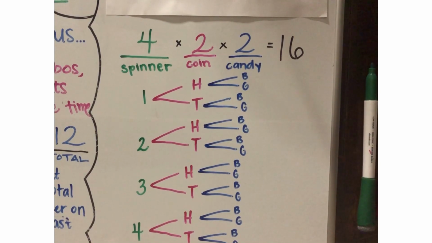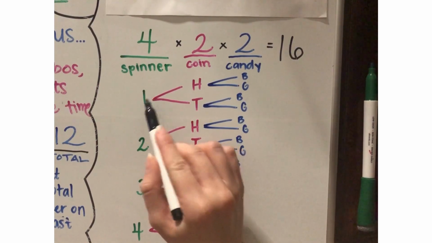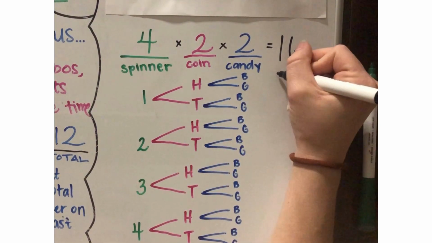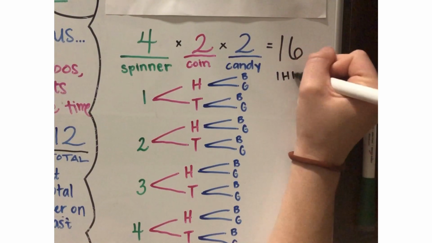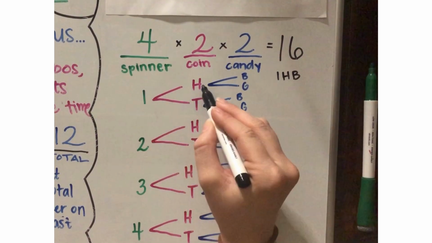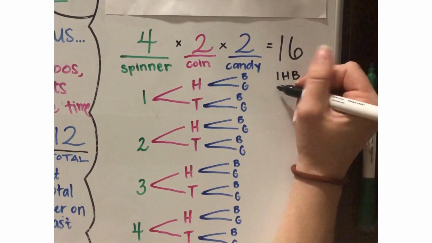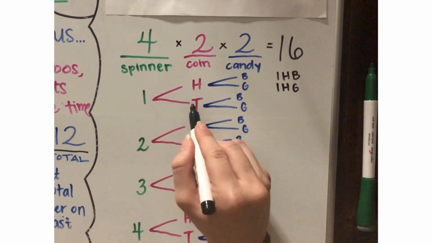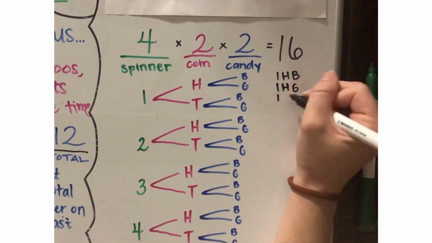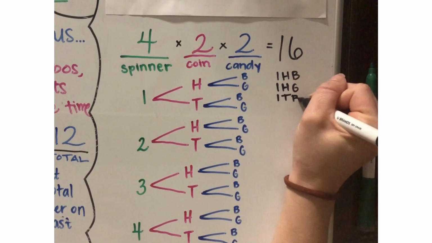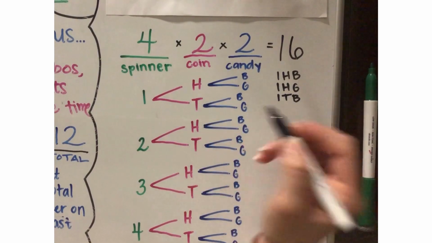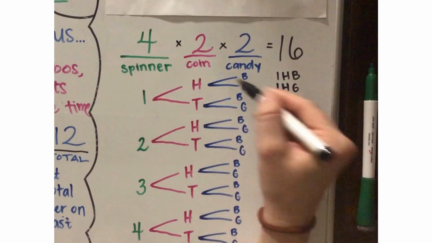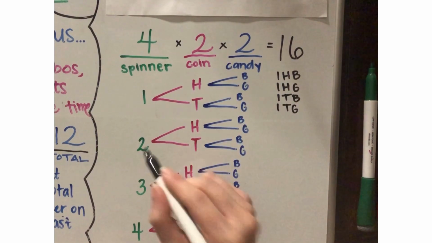And I can find those options by following my branches. I could get a 1, heads, and a blue candy. 1, heads, blue. Or I could get 1, heads, green. Or I could get a 1, tails, blue. 1, tails, green. Once I've done all my 1s, I can move on to the 2.